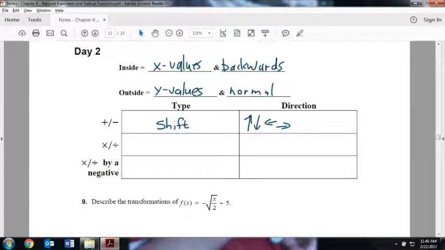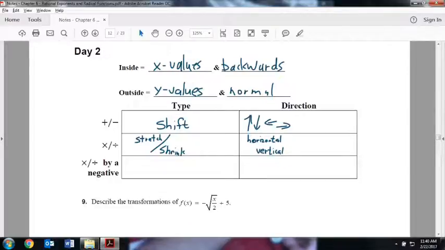If you are multiplying or dividing, you're either stretching or you're shrinking. And since you're stretching up and down or left and right, it is either horizontal or vertical. Horizontal if it's inside, because that affects x values. Vertical if it's outside, because that affects y values. Y values is vertical.